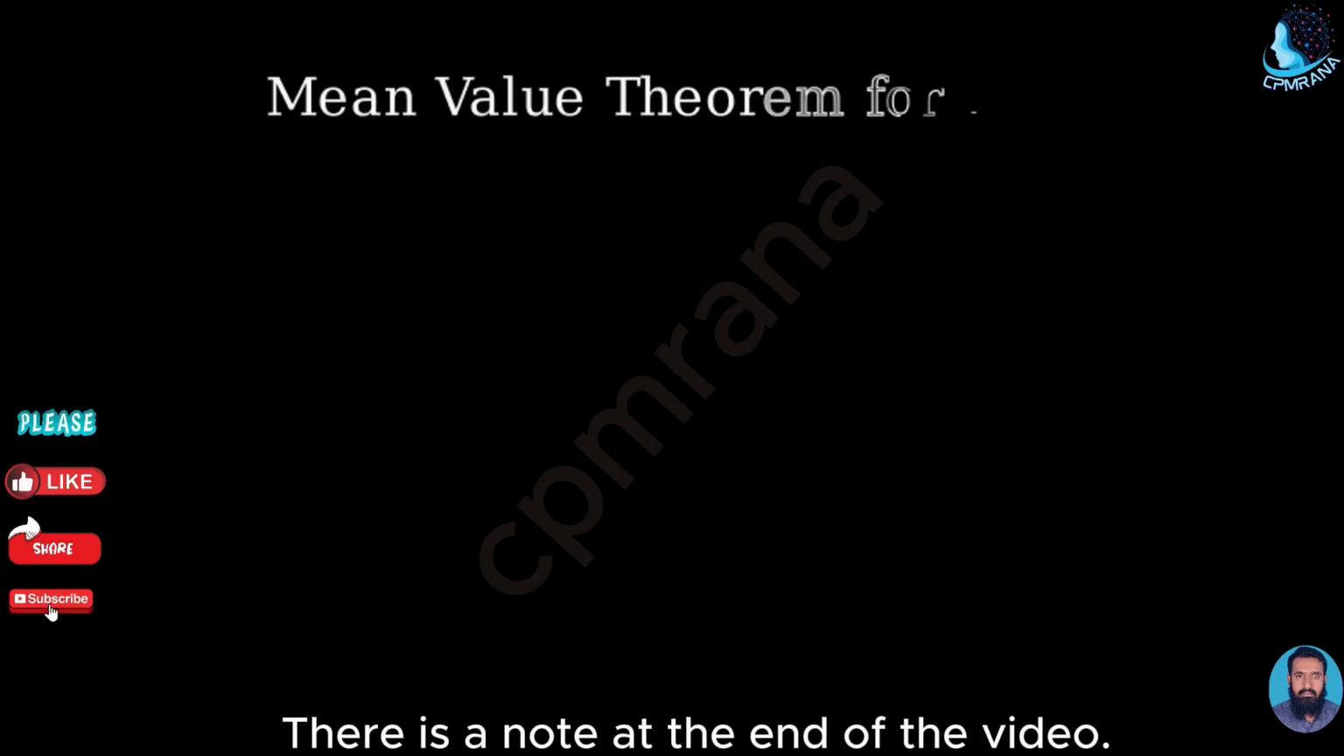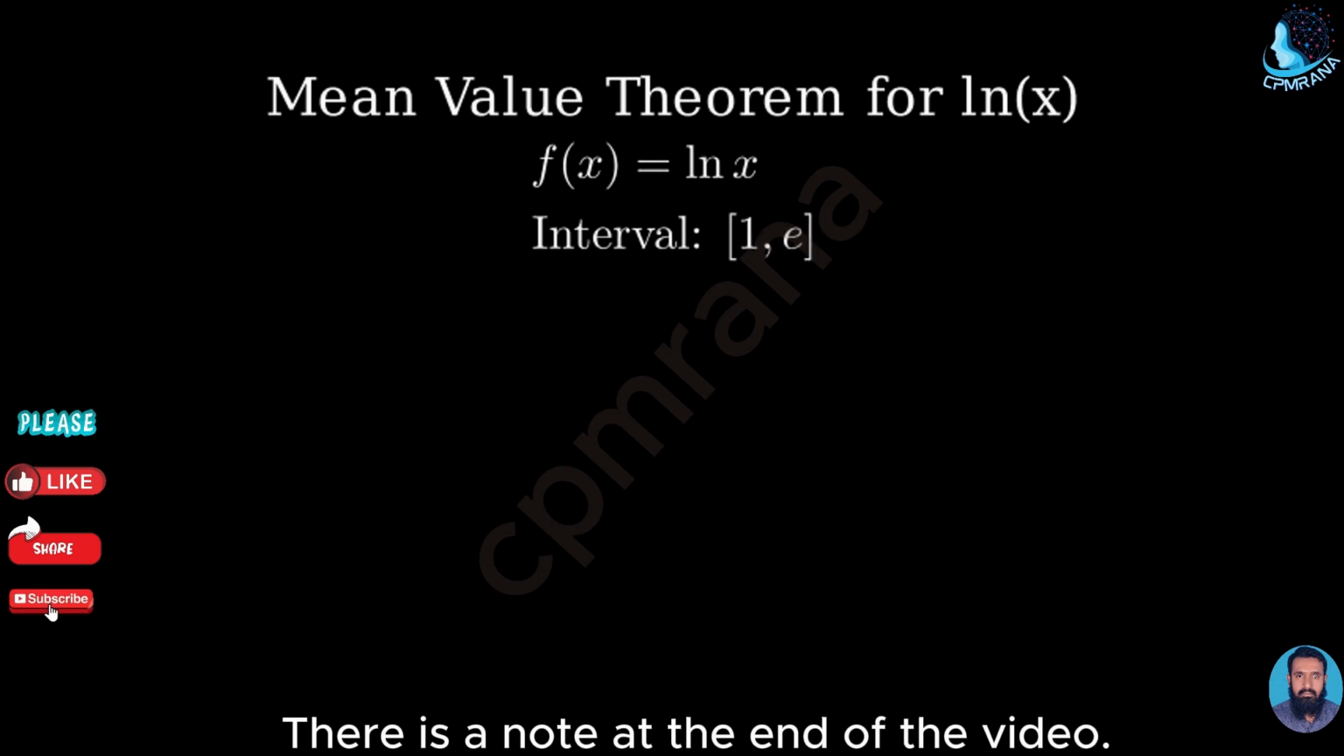Welcome. Today we'll verify the mean value theorem for the natural logarithm function on the interval from 1 to e. Let's start by stating our problem. We need to verify the mean value theorem for the function f of x equals natural log of x on the closed interval from 1 to e, and find the value of c in the open interval from 1 to e. Let's recall what the mean value theorem states.